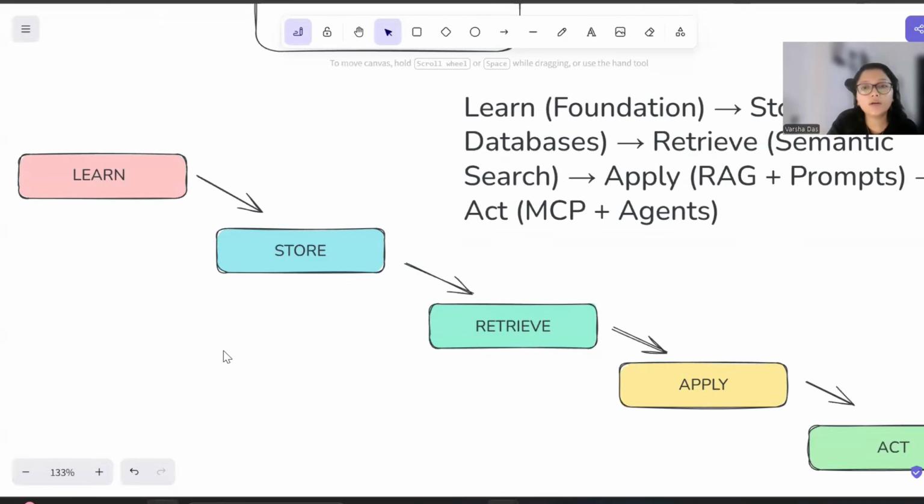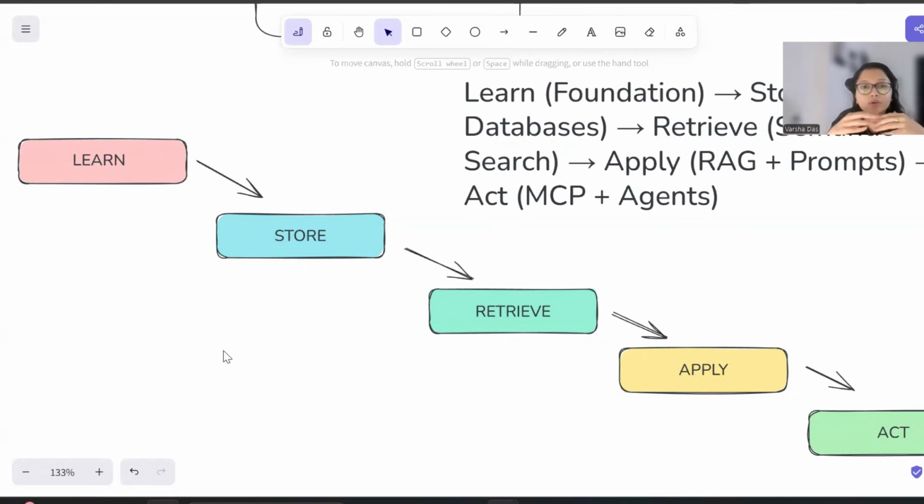So with that, let me show you this framework which I was talking about, which is going to sum up whatever we have discussed: learn, store, retrieve, apply, and act. The learning algorithms that we talked about form the foundation of the models. Then whatever it has learned, it is going to store. Vector databases is where it is going to store. That is what we discussed.